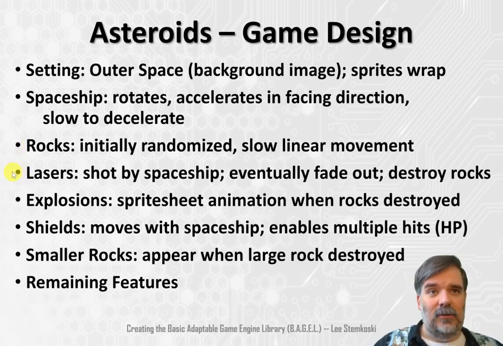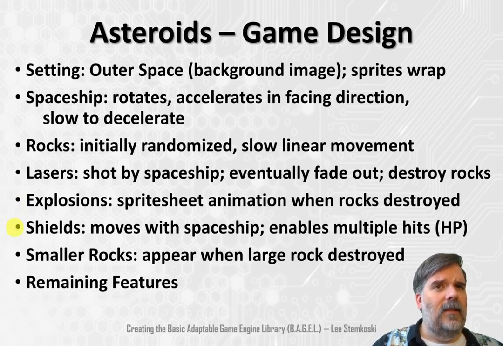There will be some lasers in the game. The spaceship is going to shoot lasers, and the lasers don't just move around the screen forever, they'll eventually fade out and disappear from the game. And of course, the reason we're shooting lasers is to destroy the rocks. So if a laser intersects a rock, or if it overlaps a rock, then both the rock and the laser will be destroyed. We'd also like to add some special effects to this game that appear when the rocks are destroyed. And so we'll add an explosion sprite sheet. And so this will just create a nice special effect.